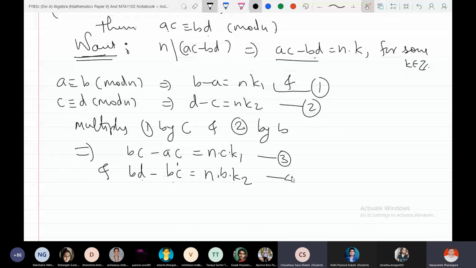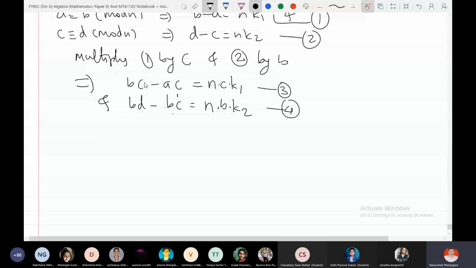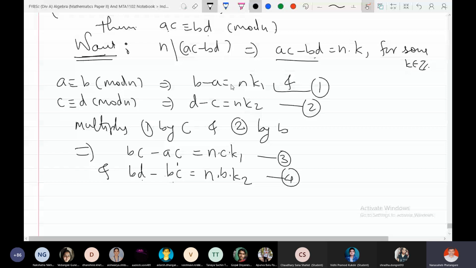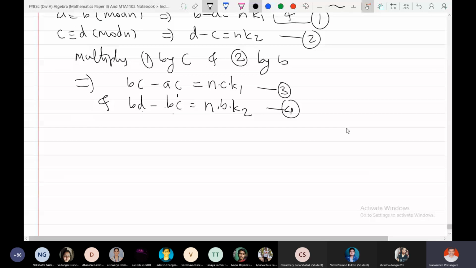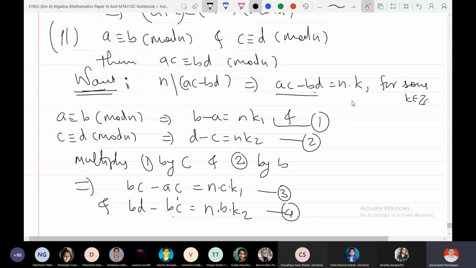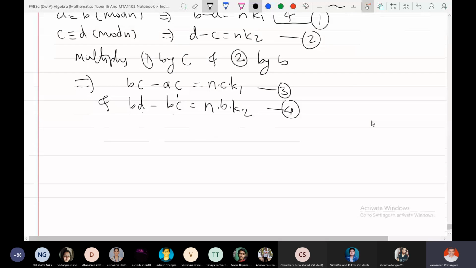Okay, now this is correct. So I have multiplied the first expression by C, and therefore throughout I get C. I multiplied the second expression by B, so throughout I get BD, BC and here NBK2. Fine. What is my expected? AC minus BD.